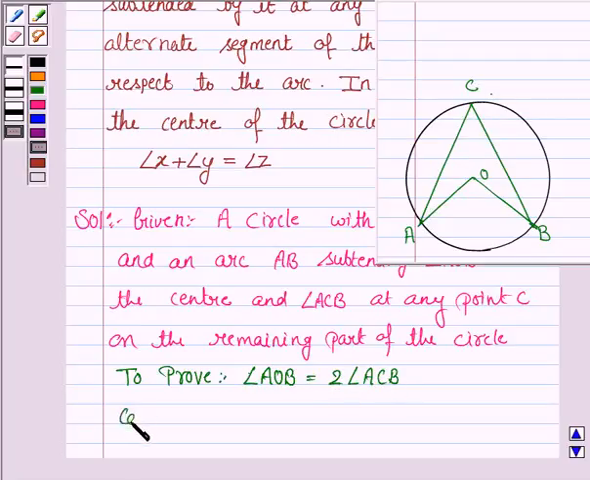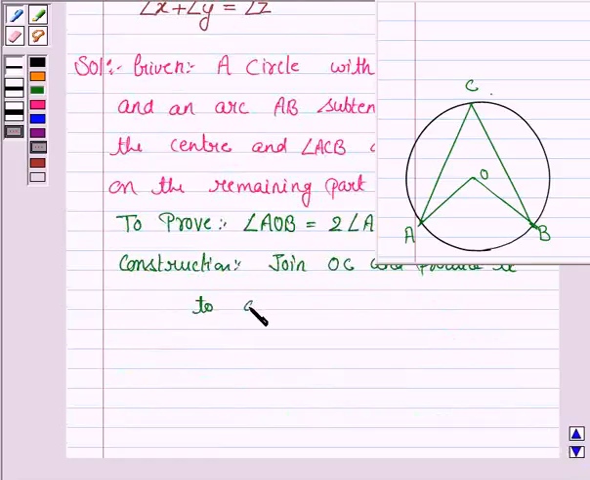And to prove this, let's do some construction that we have already done. Join OC and produce it to a point P. And join OA and OB that we have already joined. Now we have to join OC and we have to produce it to a point P. Right? Let's now start the proof.